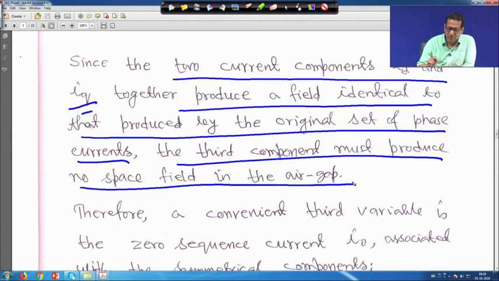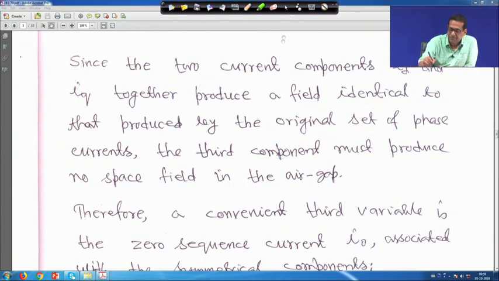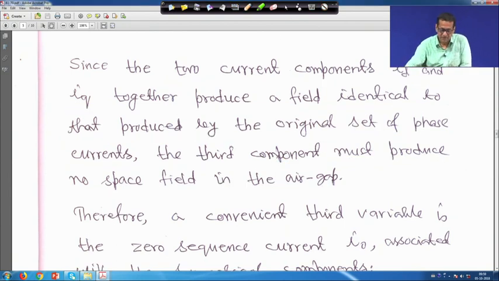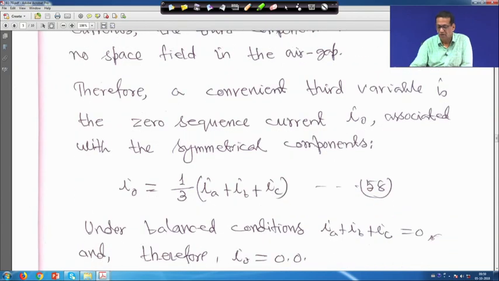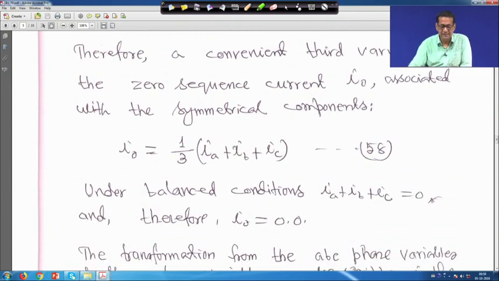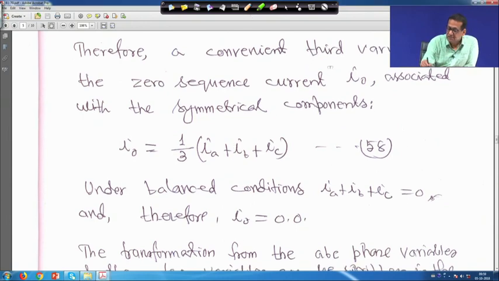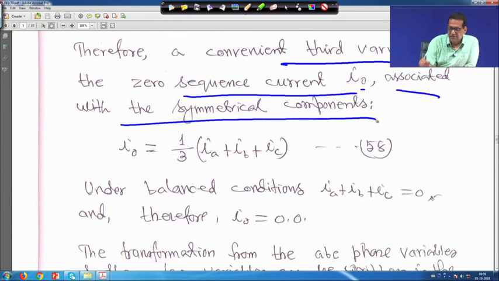So, a convenient third variable is the zero sequence current. The zero sequence current I0 associated with the symmetrical component is I0 equal to 1/3 (IA plus IB plus IC). But for the balanced condition, IA plus IB plus IC is equal to 0, that you know. That means I0 will become 0.